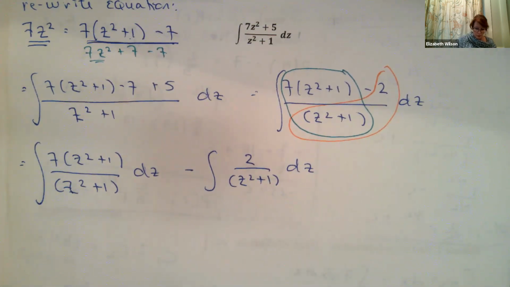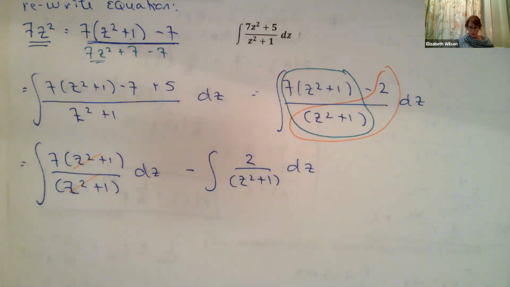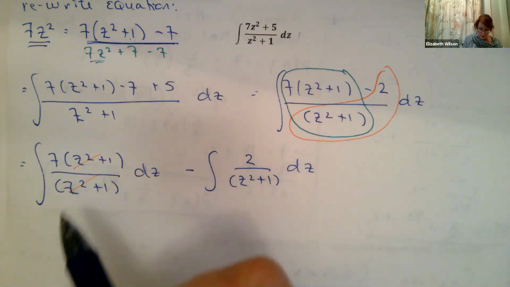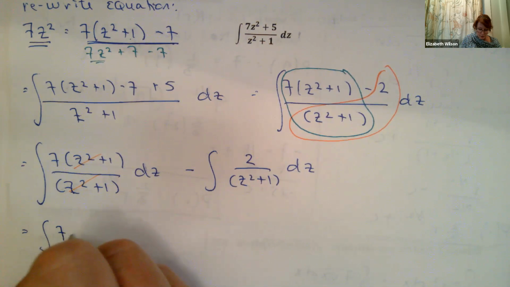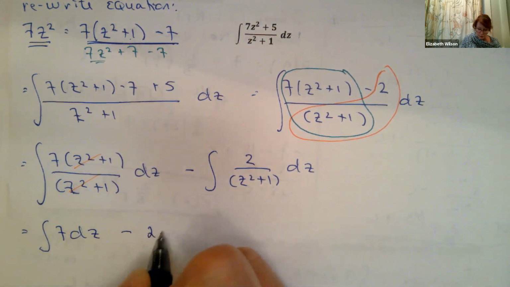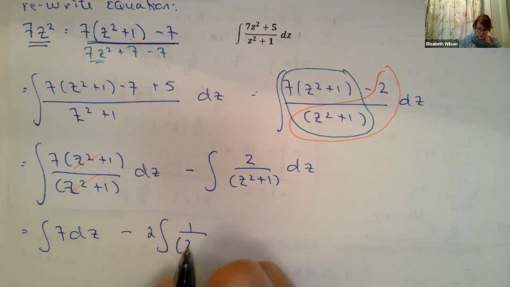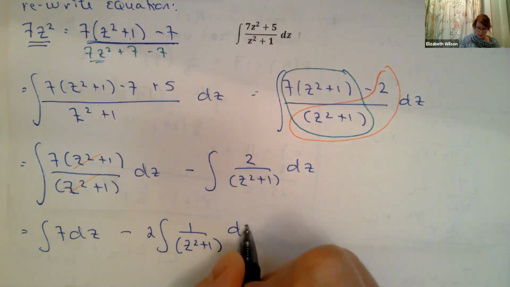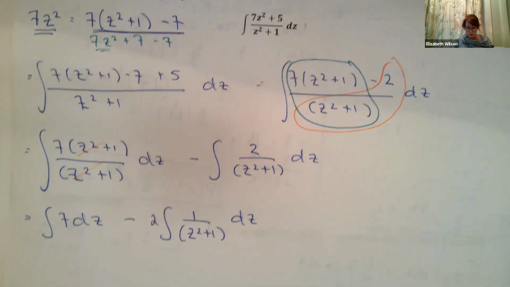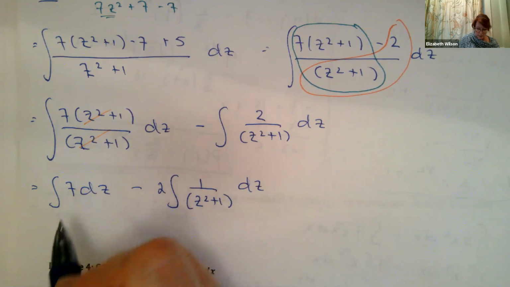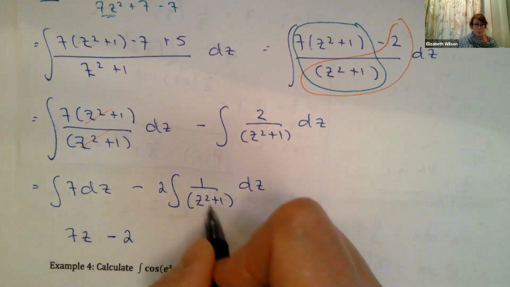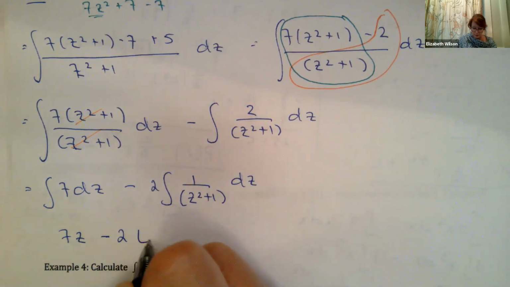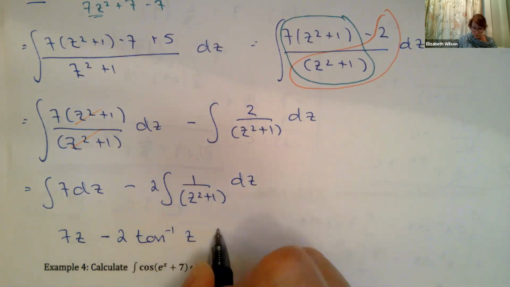Now these will cancel, right? Let's rewrite this. I'm going to bring the 2 out. I'm going to cancel that. So it's going to be equal to the integral of 7 dz minus 2 times the integral of 1 over z squared plus 1 dz. I could bring the 7 outside the integral too. It doesn't matter. So when I integrate this, I'm going to get 7 times z minus 2. This looks like my inverse tangent, right? Minus 1 of z. Don't forget your plus c.